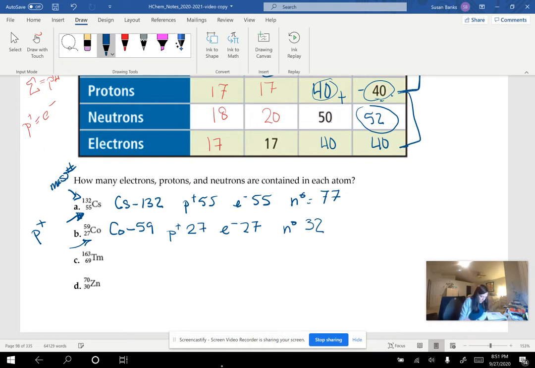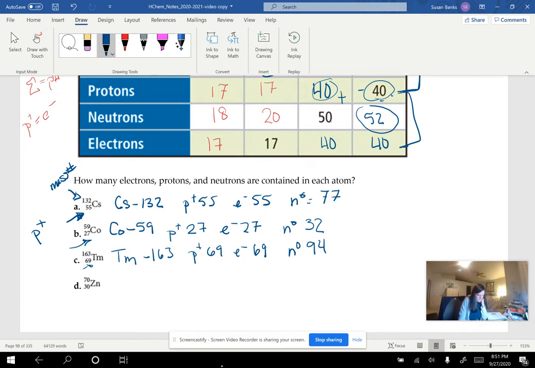Thulium. So we've got thulium-163. We've got 69 protons. We've got 69 electrons. 163 minus 69, that will give us 94 neutrons.